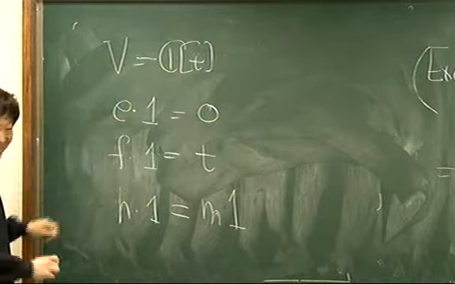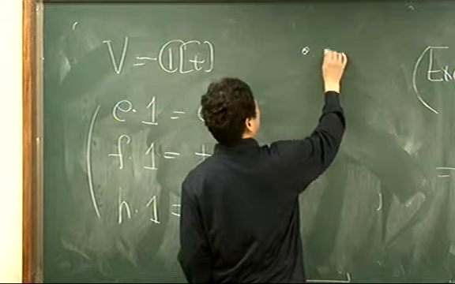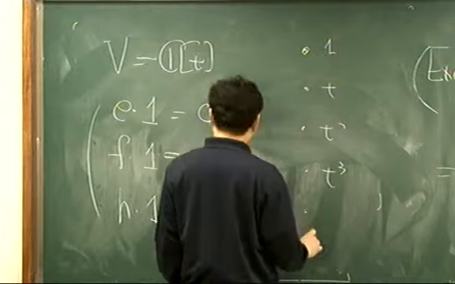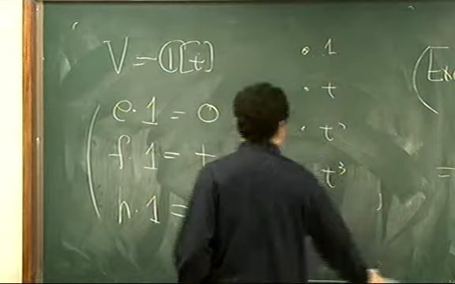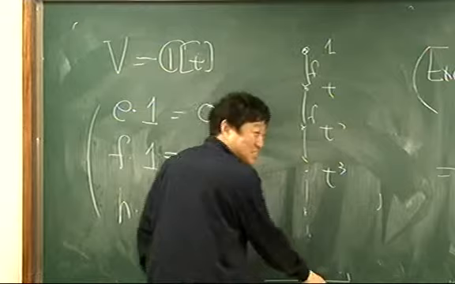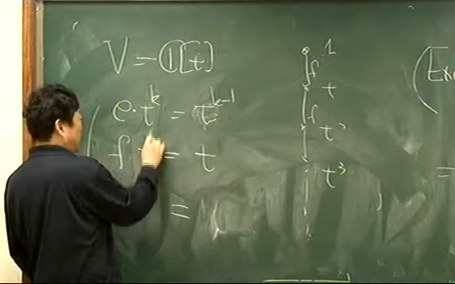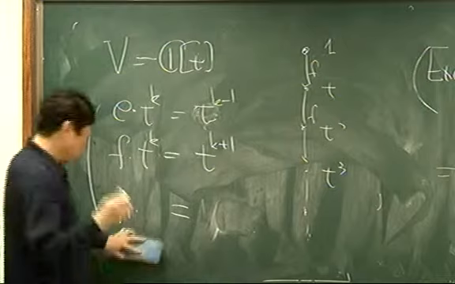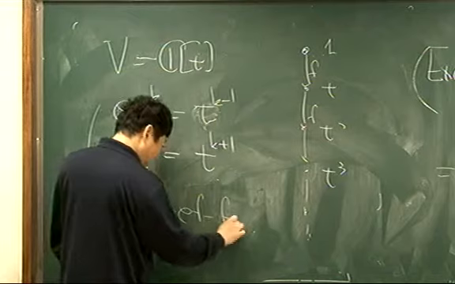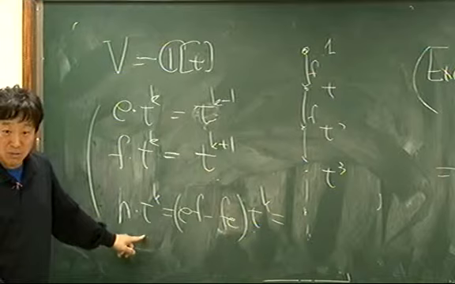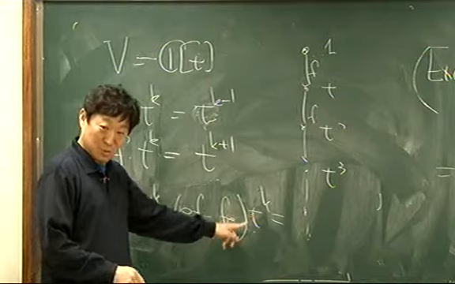So, in terms of basis, 1, t, t square, t cube, etc. This is not enough. So that's right. Okay, this is f. Okay. So let me change. So E on t to the k to be t to the k minus 1, F on t to the k to be t to the k plus 1. Now I need to define this carefully. The best way is what? H on t to the k is EF minus FE on t to the k. Then 0. t to the k plus 1. 0. Okay.